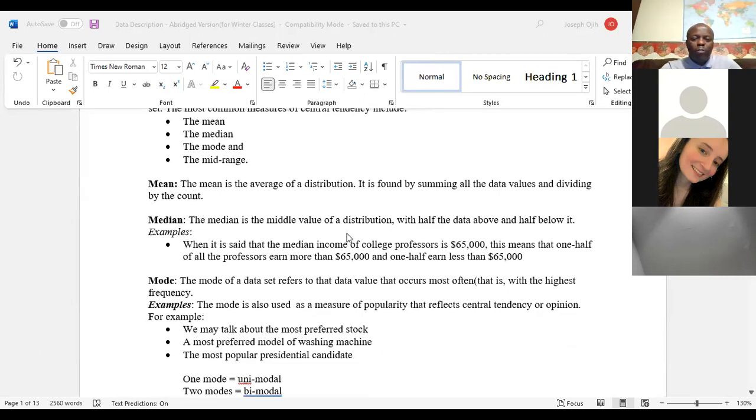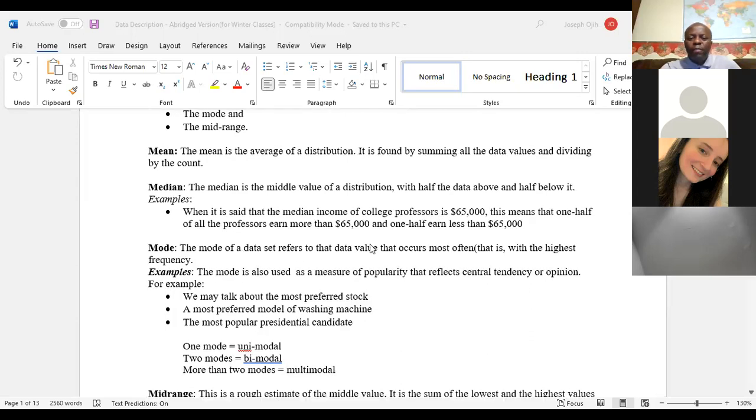Now the median gives us the middle value of the distribution. So when we say that the median income of a college professor is $65,000 a year, for example, what we mean is that half of them make $65,000 or less, while the other half makes $65,000 a year or more. Usually we use median for income because it gives us a better estimate, since income is skewed. You use median for any distribution that is skewed, whether it is skewed left or right. I explained what skewness is when we were discussing the shape of distribution.